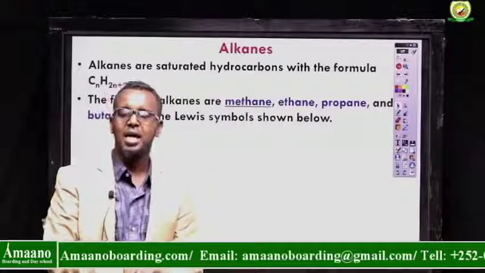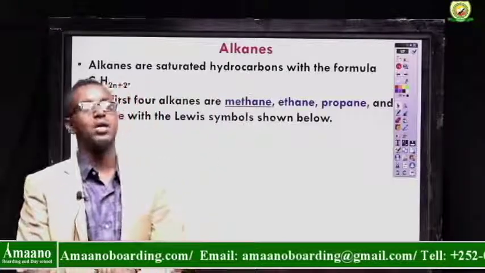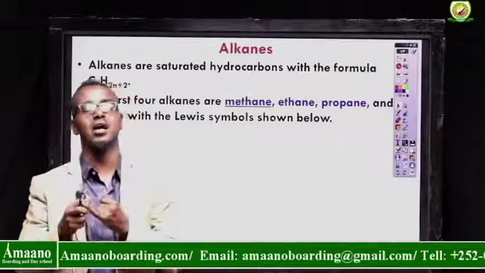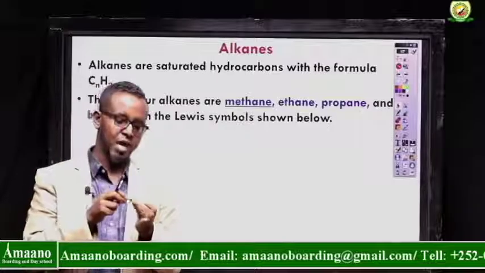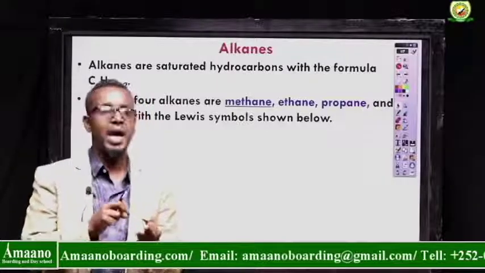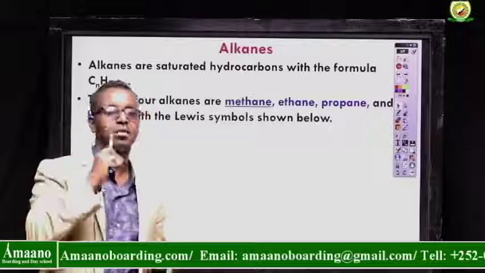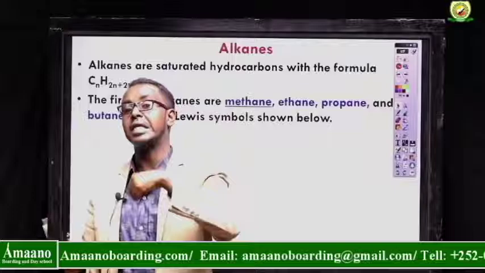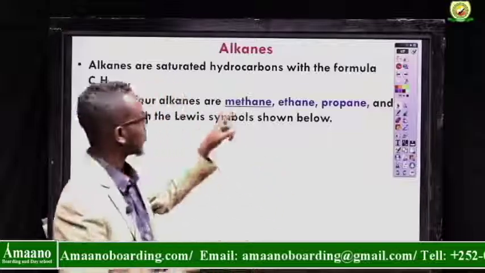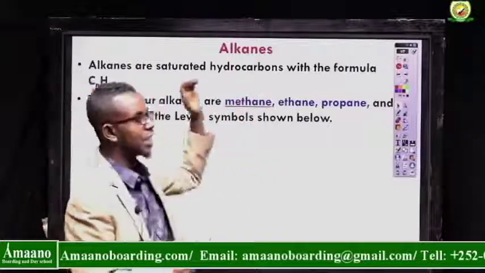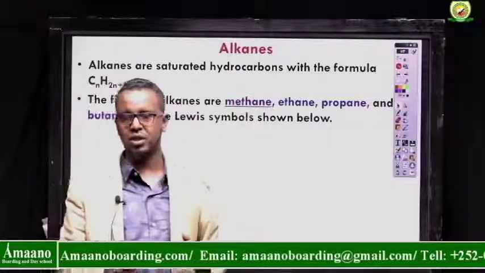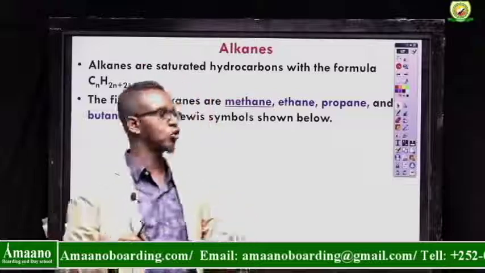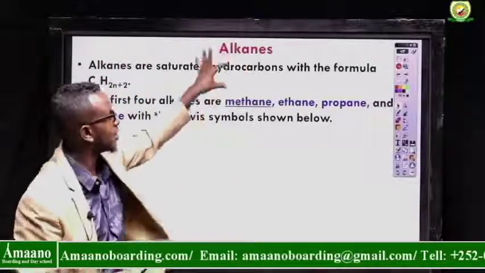So alkanes are divided how? We can say, number 1, they are saturated. Again, they are hydrocarbons. So I can say alkanes are saturated hydrocarbons. But there are other families which are saturated hydrocarbons, like cycloalkanes. But they are different in the formula. So alkanes are saturated hydrocarbons with the formula CnH2n+2. So this is the definition of alkanes.